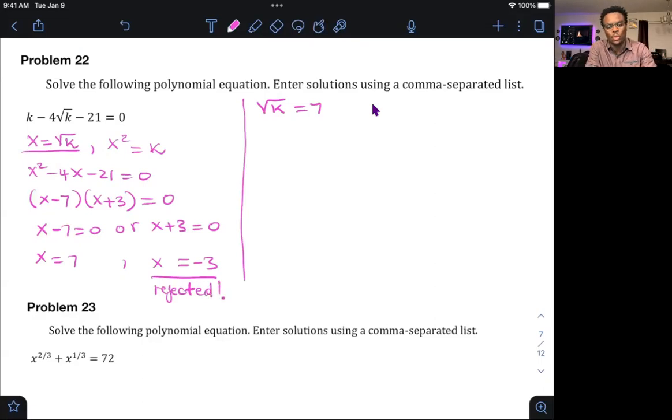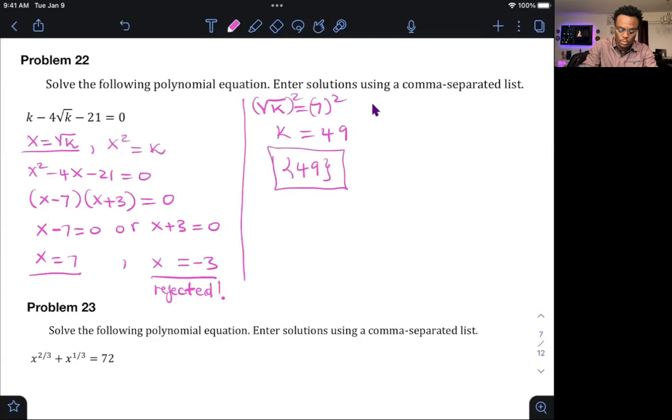Whenever you get to a point where you are solving an equation, square root of a number equals a negative number, that cannot be, this is impossible, because the square root of a real number is always positive. So that means the only solution we will find is from x equals 7. Now, if you square both sides, you will get k equals 49. And then 49 is your only solution for this equation.